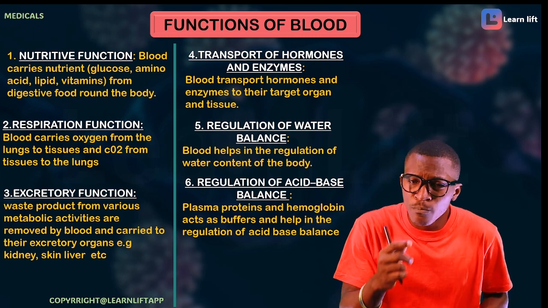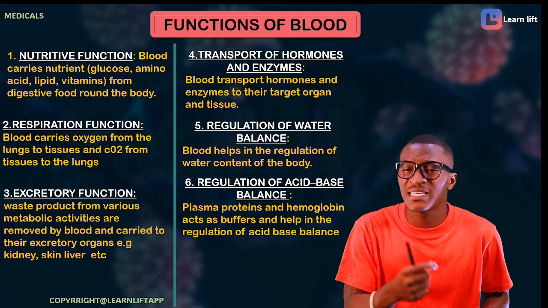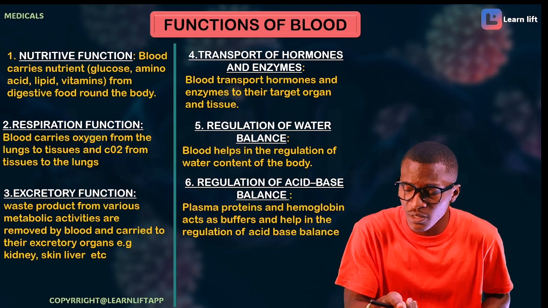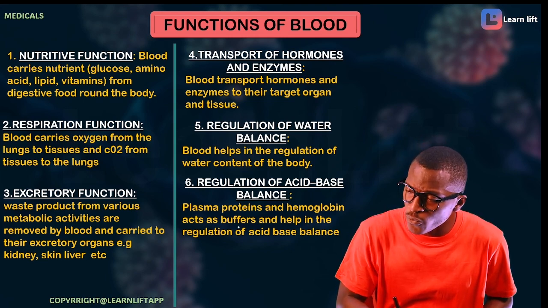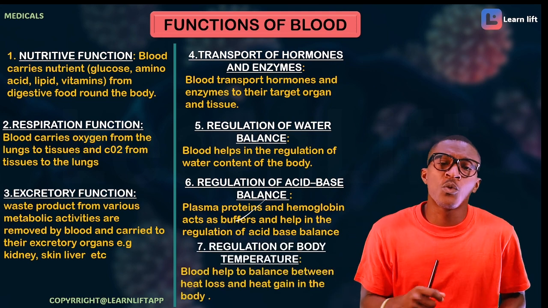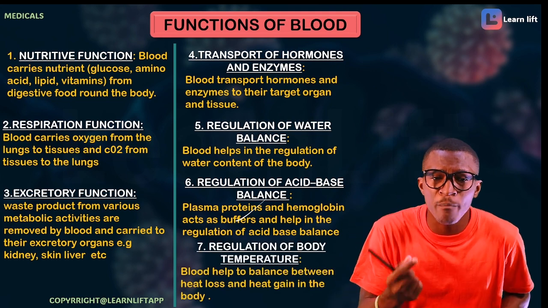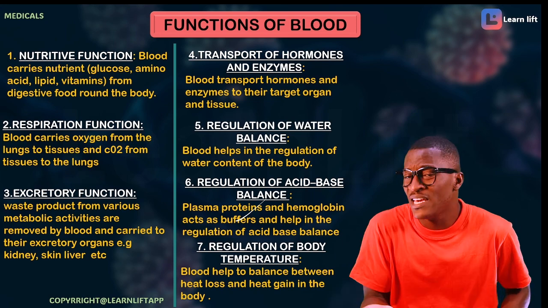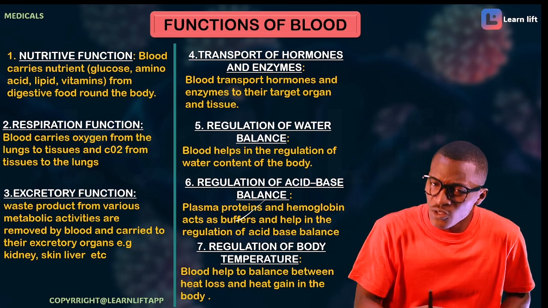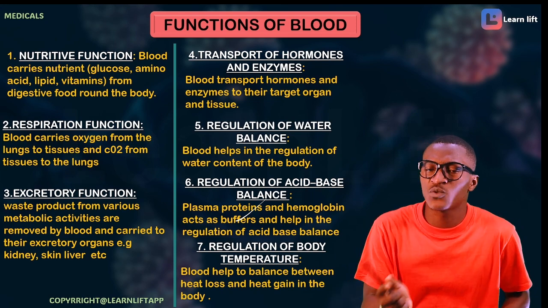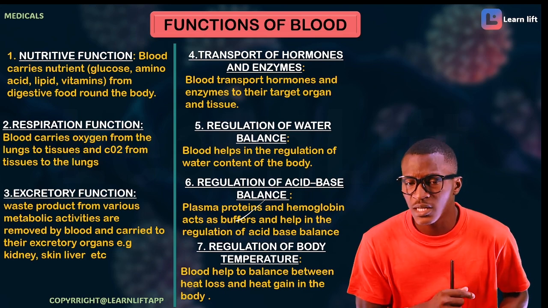pH, buffers. So blood helps to regulate acid-base balance. Acid-base balance is called buffers. Are you with me? Acid-base balance is what we call your buffers. Next, what we call your body temperature. Blood helps to balance between heat loss and heat gain, because it consists of fluid. So anything that has fluid will help to balance heat loss and heat gain.